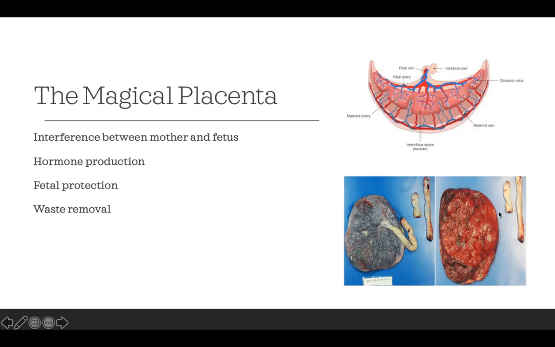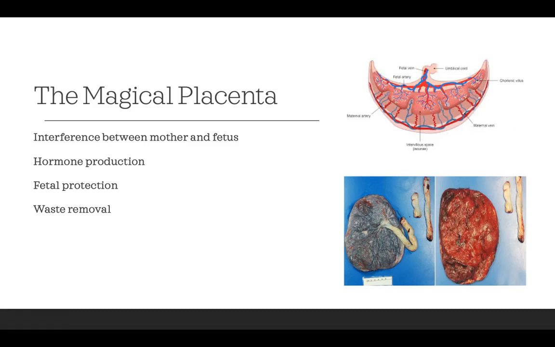The placenta acts as a transfer organ and as an endocrine organ. And the functional unit of a placenta is called a cotyledon. And you can see the cotyledons here. These are the functional units of the placenta where the exchange occurs.